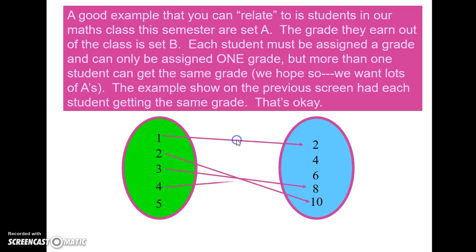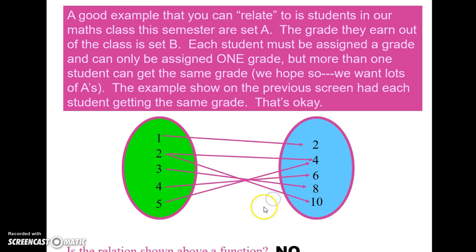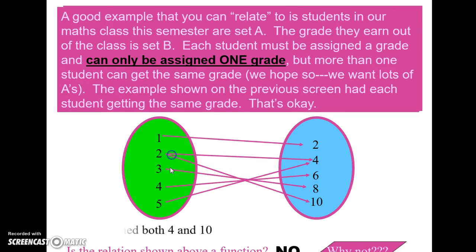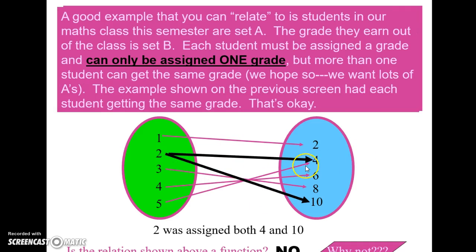There are a lot of different ways you can think about this. Think about your grades. If student 1 got a grade of 2 on a test, they can't get a grade of anything else. If student 2 got a grade of 10, they can't get a grade other than 10. If student 3 got an 8, their grade is an 8. They can't have another grade. If student 4 got a 6, that's their grade, and if student 5 got a 4, that's their grade. What if student 2 had a grade of a 4 and a 10? That'd be impossible, right? So this would not be a function, because 2 is trying to get a grade of 4 and 10.